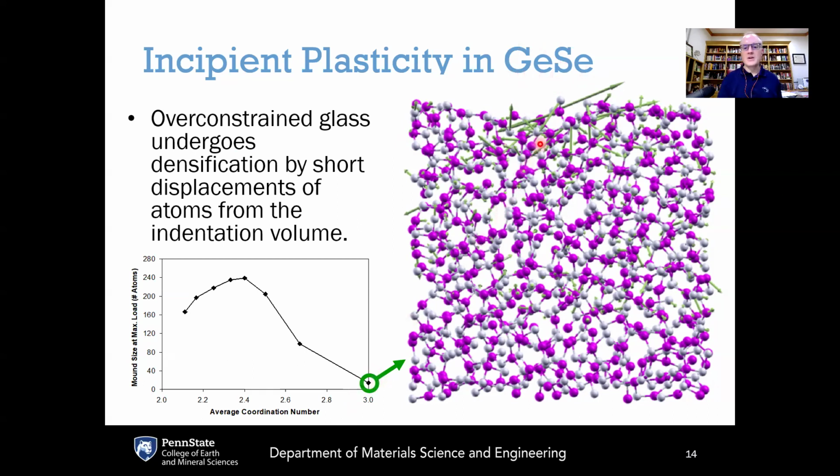What's happening here after the indentation is that these green arrows are showing you how much the atoms are moving in response to the indentation. And what's mostly happening here is that the atoms are taking the minimal amount of movement possible just to get out of the way of the indenter. That's leading to some permanent densification of the glass, and the atoms aren't really able to flow that much because of having so many additional bond constraints.